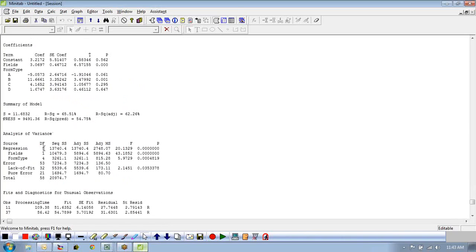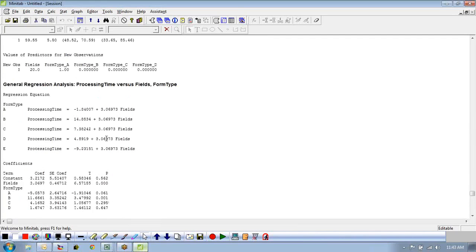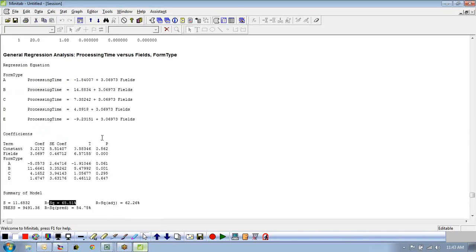And you'll see that there's 5 degrees of freedom for that. One is in fields and 4 are in form type. R squared is 65.5 as it was before. Okay, so far nothing different than what we did with the indicator variable. So you can do it all at once without having to do it. This is new in Minitab.